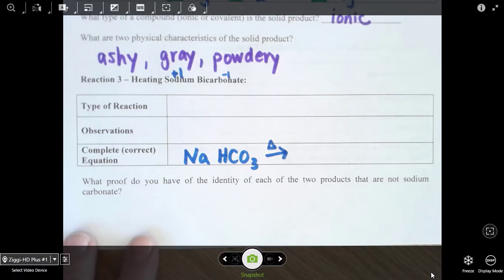What type of reaction is this? How do you know it's decomposition? Because there's a compound to start with, and there's only one. There's only one thing that you're starting with. That's a giveaway that it's decomposition. If you only start with one thing, that's the only thing it can be.